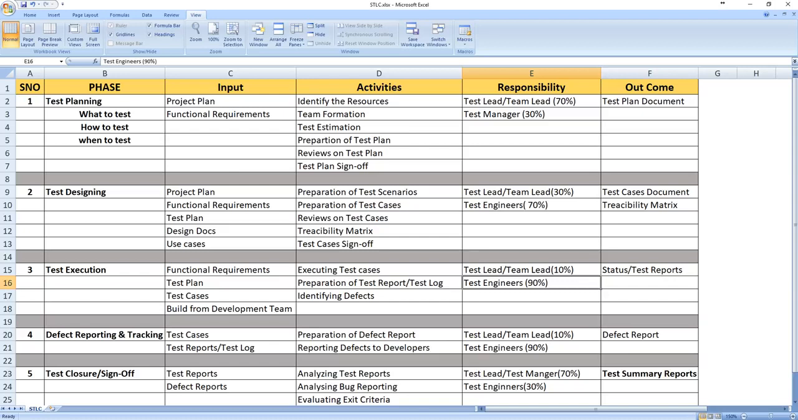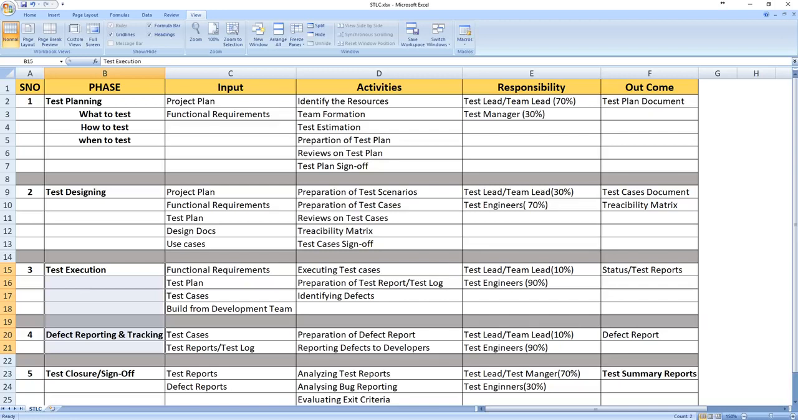What is the outcome of this particular phase? We have the status or test reports. The final test reports are the outcome. Test execution and defect reporting and tracking are actually parallel phases. It is not one phase after another. These two phases are parallel because whenever we execute our test cases, we immediately find defects and report them, and then we go for another test execution.